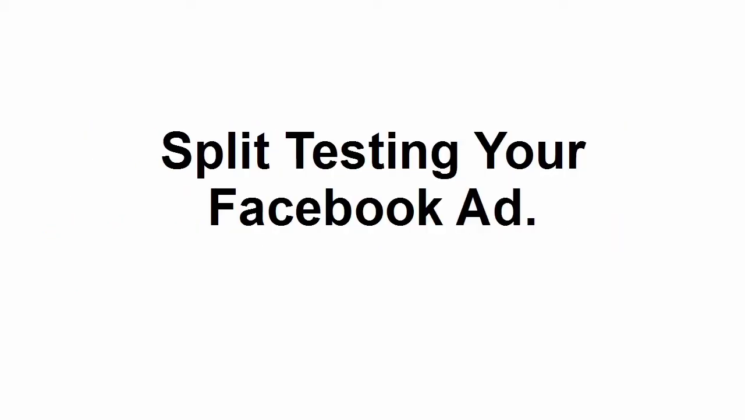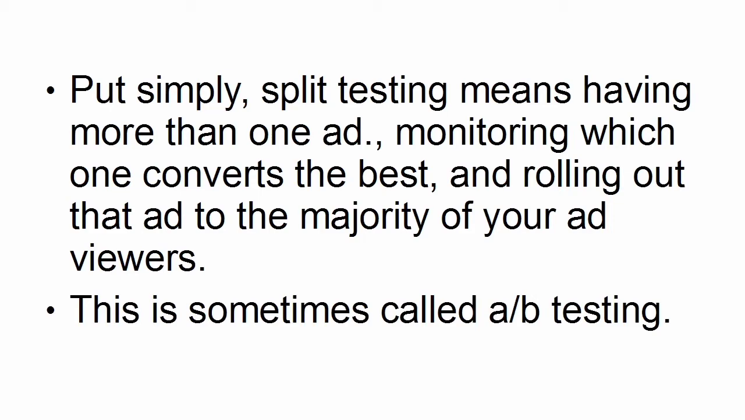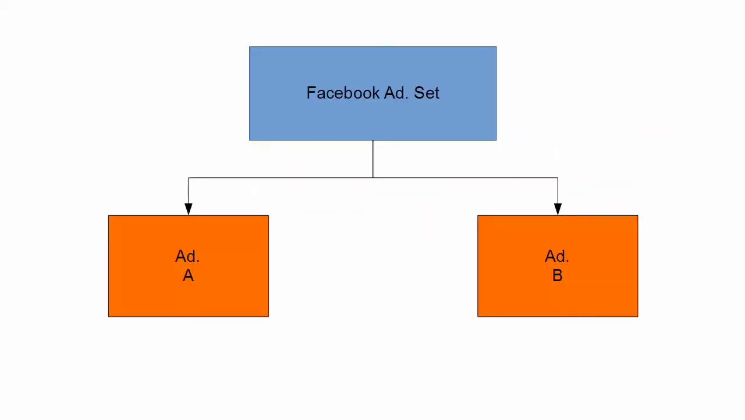Split testing your Facebook ad is a surefire way to make sure that you're getting the best from it. Now, put simply, split testing means having more than one ad, monitoring which one converts the best, and then rolling out that ad to the majority of your ad viewers. And sometimes this is called A/B testing. And it works a bit like this. First of all, you have your Facebook ad set, and then you have two ads. For the sake of argument, let's call them ad A and ad B.